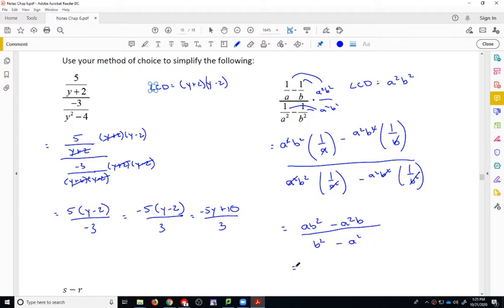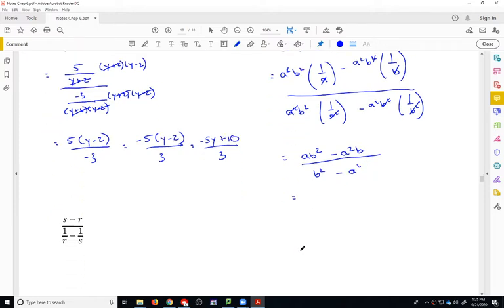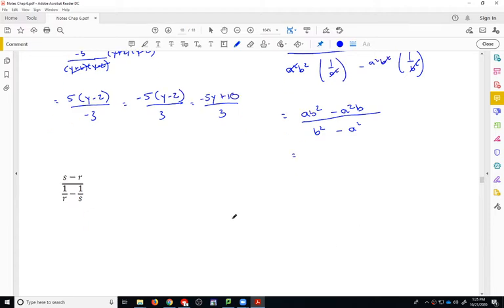Then you have to factor. So this method, this destruction method, ends up with a lot of factoring in the end to simplify. So here I'm going to pull out an a and a b to be left with b minus a. And then difference of squares on the bottom. And then I'm going to simplify.